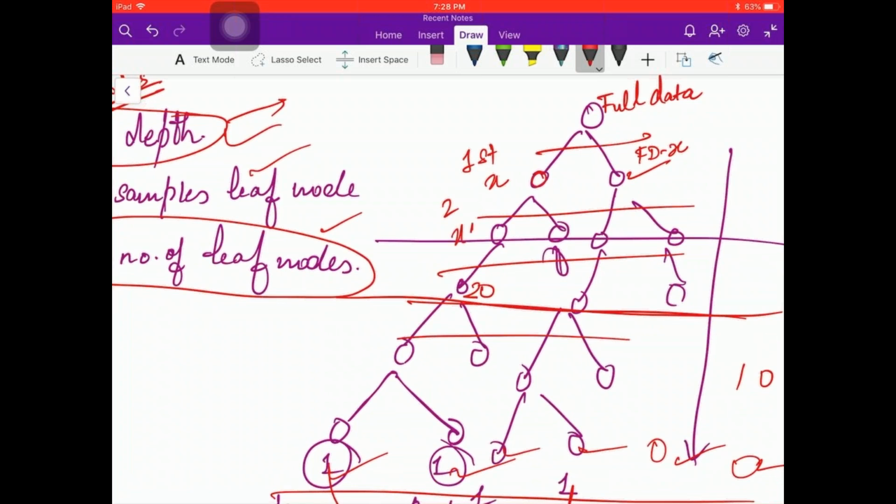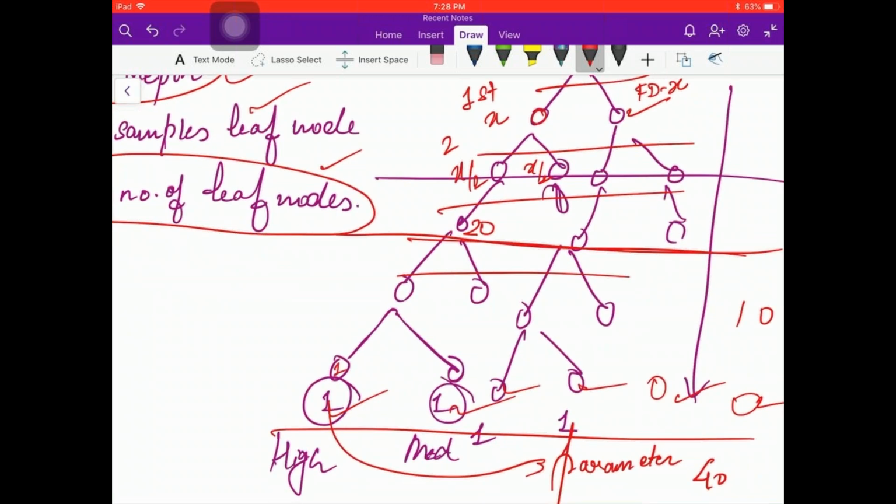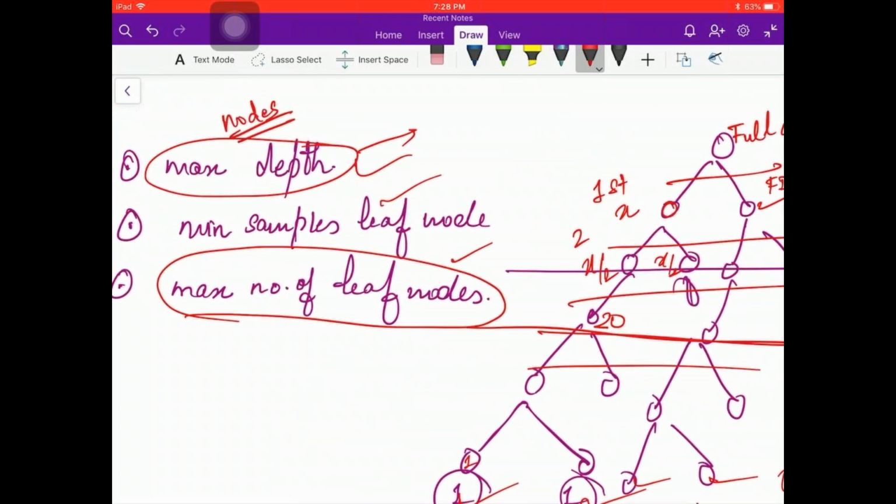So let's say this is x by 2 and x by 2. So each node will decrease. I don't want to go to a point where each node will contain one data point. So I want to restrict that with the minimum samples of each node. I can restrict my node to have at least minimum samples of, let's say, 20 data points. After 20 data points, I don't want the tree to go any deeper.